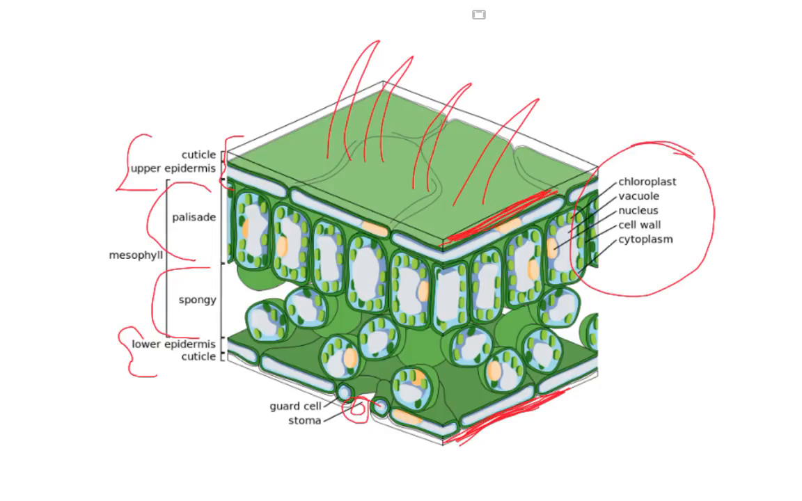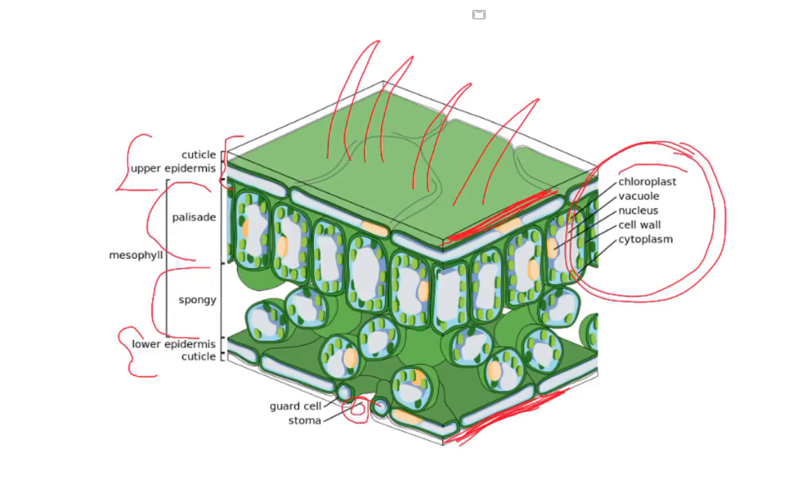Look at this labeling I'm circling here. You can see the chloroplast, the vacuole, the nucleus, the cell wall, and cytoplasm that make up the plant cell. This palisade area is situated at the upper part of the leaf, so that the chloroplast is closer to direct sunlight for the process of photosynthesis.